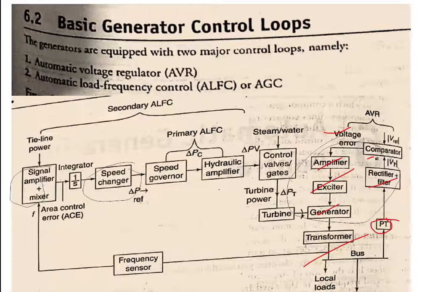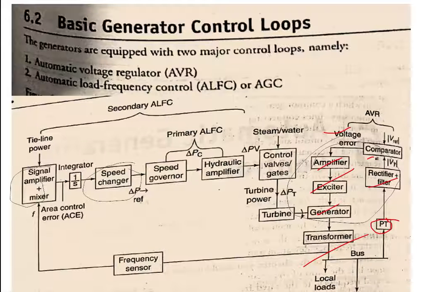The amplifier is used to amplify the signal, and the exciter gives the excitation to the generator. The generator is directly coupled with the turbine, and the transformer transfers the generated power to the buses. The rectifier unit is used to convert AC to DC, and the comparator compares the difference between the terminal voltage and the reference voltage.